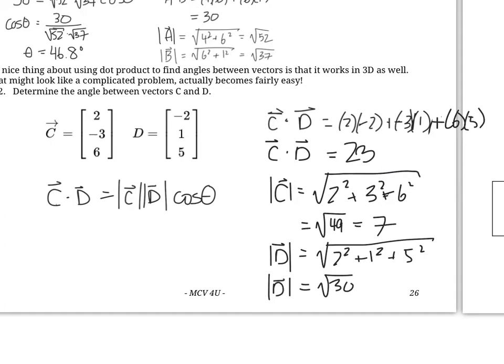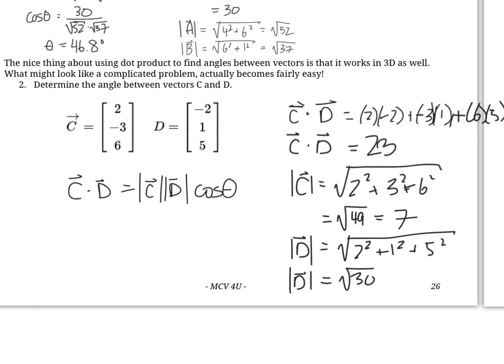We plug all those nice things that we just found into that formula. 23 equals 7 root 30 cos theta. If we rearrange and solve for theta, we end up with an answer of theta equals 53.1 degrees. There we go. Think about what we just did. We found the angle between two three-dimensional vectors, which sounds like a very, very difficult problem. It would be if you're looking at the image and trying to figure it out algebraically in some other way. But using dot product, we can very easily find that angle.